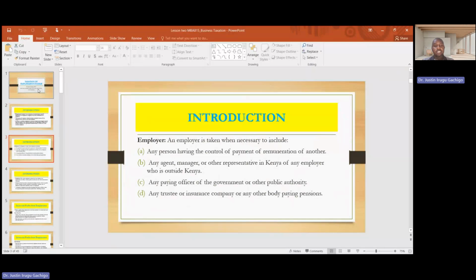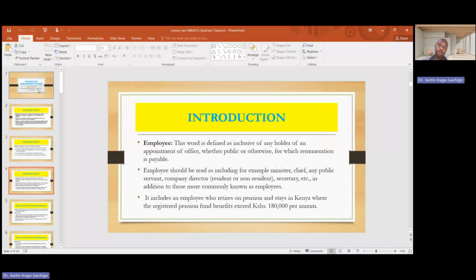It also includes any agent, manager, or other representative in Kenya of any employer who is outside Kenya, any paying officer of the government or other public authority, any trustee, insurance company, or any other body paying pension. That is to mean any person who is making remuneration or giving money from gainful employment is regarded as an employer. And one thing you come to notice is that the definition from the tax law and the dictionary may differ.